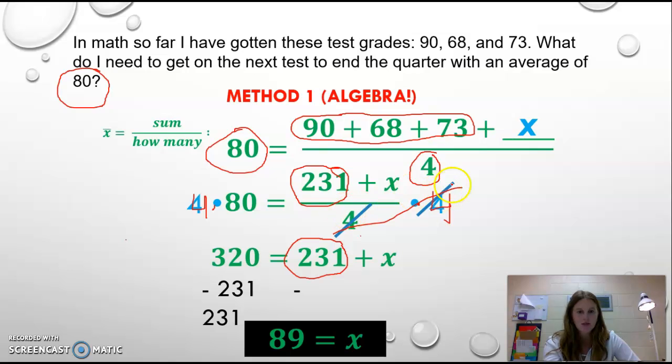All right, so this is the algebraic method. Notice how we multiplied on both sides. We canceled our 4s. We had to do some subtraction. We combined terms initially to start. And here's how we got x equals 89. I need an 89 on my next test.